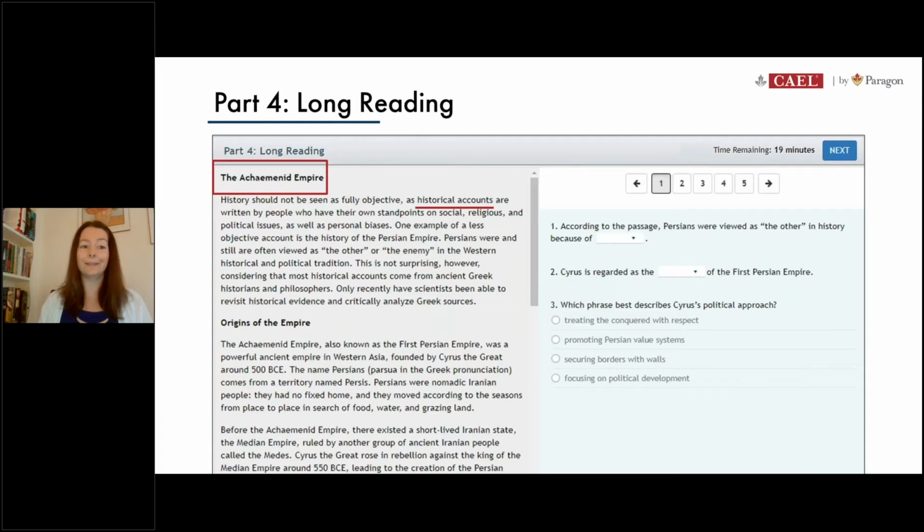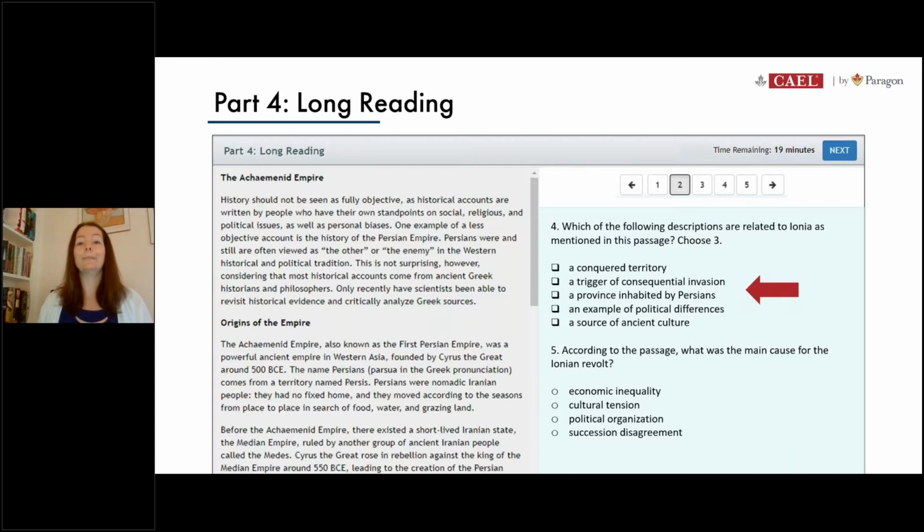So this has something to do with history. I'll be reading about an historical account. The second heading I noticed is Origins of the Empire, and I quickly noticed that I'm dealing with the First Persian Empire. We would continue to have a quick look at the other headings and the first sentence of each paragraph until we get to the bottom. That skimming process should not take more than 15 seconds. So in total now, you've spent about 30 seconds or so skim reading this text.